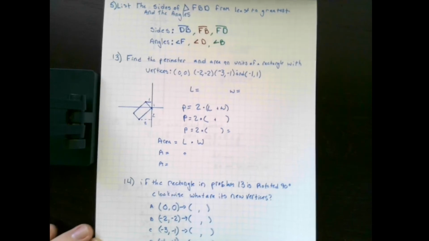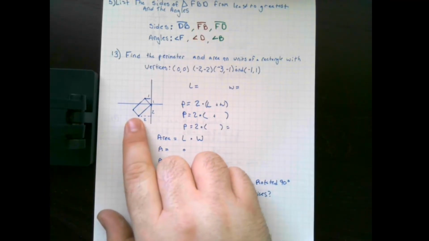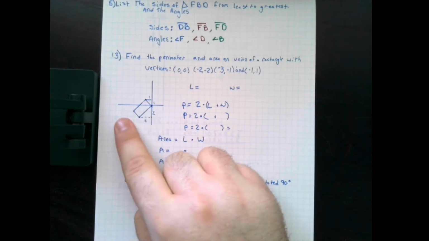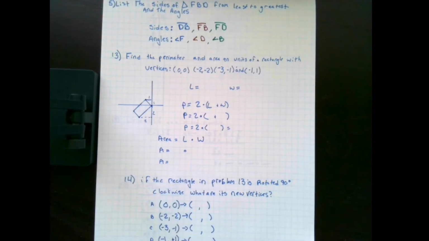Now, question 13 asks us to find the perimeter and the area of a rectangle with vertices (0, 0), (-2, -2), (-3, -1), and (-1, 1). Now, I've drawn that here: (0, 0), (-1, 1), (-3, -1), and (-2, -2). In order to find the perimeter and the area, we need to find the length and the width.